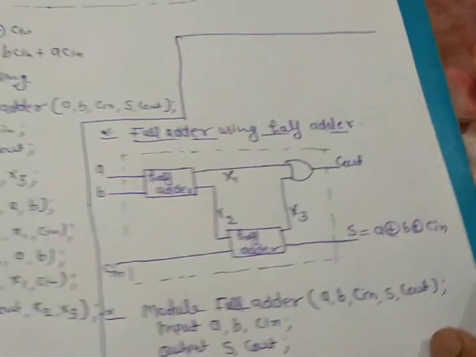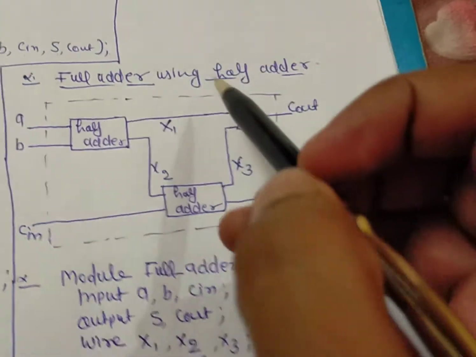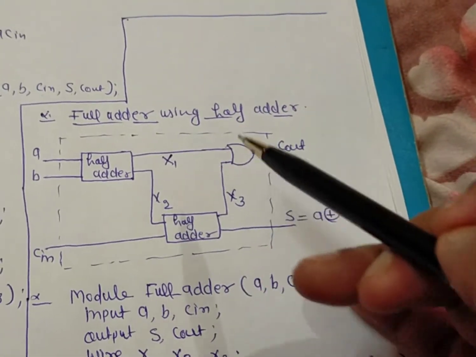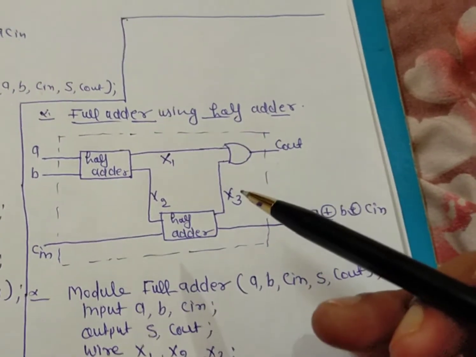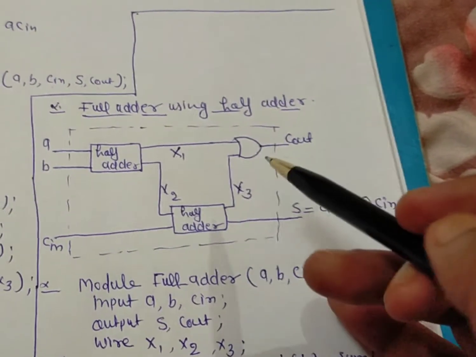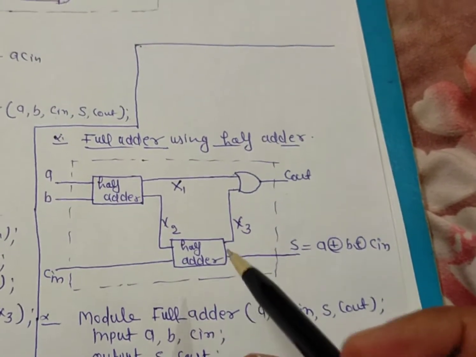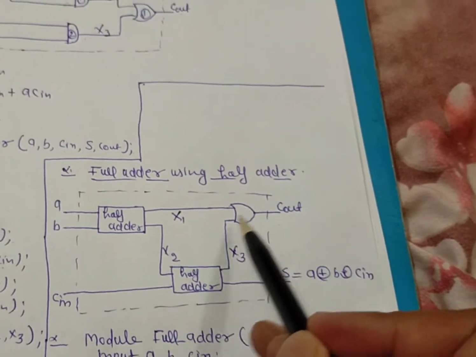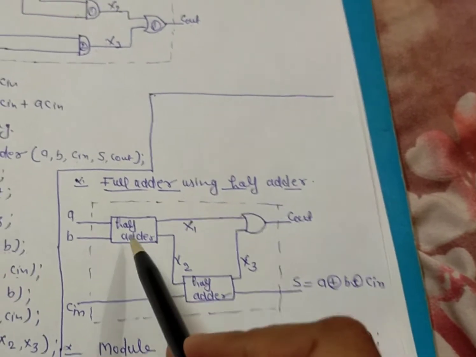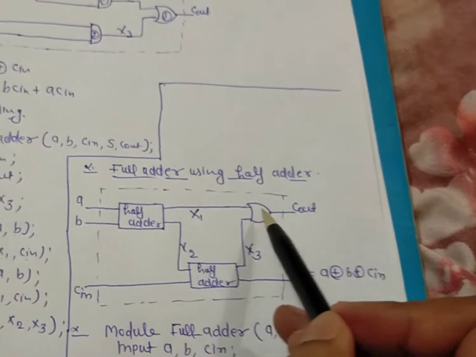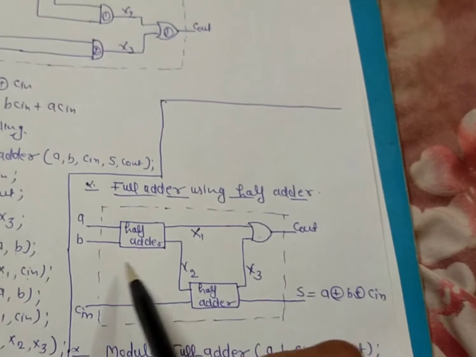Now comes writing the Verilog code of the full adder using half adder. In this we need to write the code of a full adder using half adders. So first we must draw the circuit diagram of the full adder using two half adders. This is the circuit diagram of the full adder using two half adders. There is the first half adder, this one is the second half adder, and one OR gate.